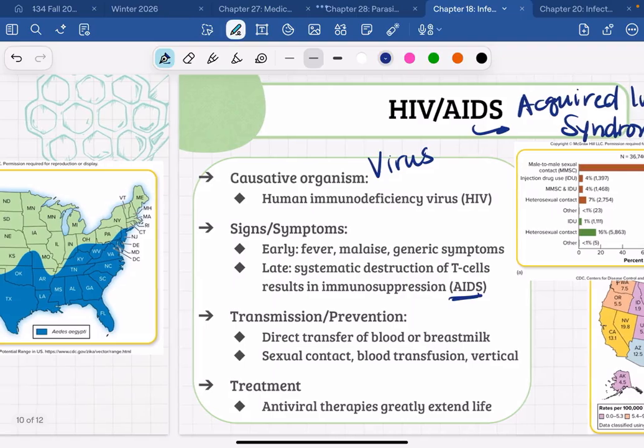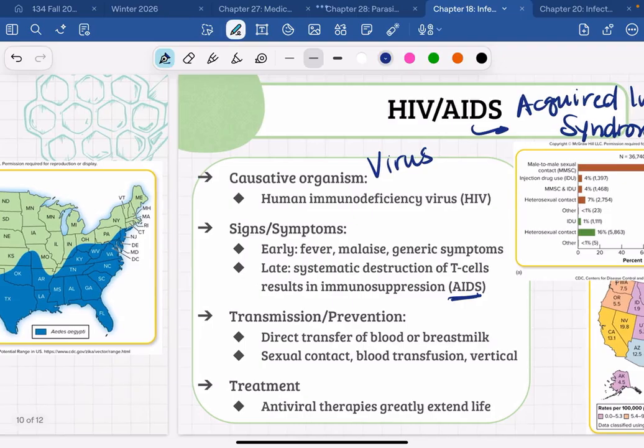But as of right now, there is no cure for HIV, but there are a lot of drugs that have been developed in the last 10 or 20 years, called antiviral drugs, that greatly extend the lifespan of a person who has HIV.